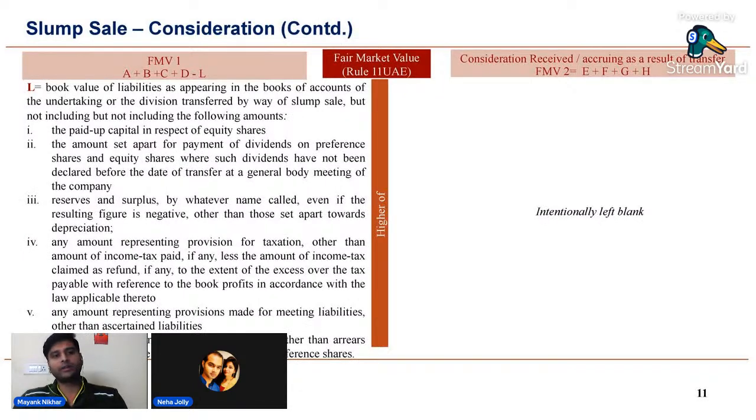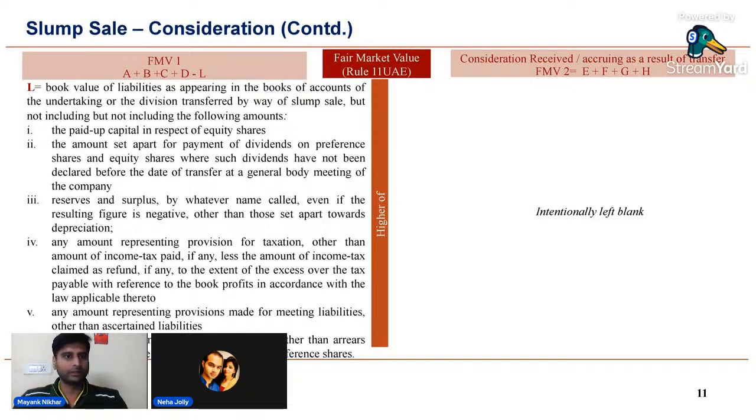L is the book value of all liabilities. So A, B, C, D were assets. L is the liability. So reduce the liability from assets, and you'll get the sale consideration 1. And these are some of the conditions: equity shares shall not form part of liability, reserves and surplus shall not form part of liability. There's an interesting point that if there is a dividend on preference shares and equity which was not declared before the date of transfer, at the date of the general body meeting. So had it been declared before the date of the general meeting, it would be considered as a liability.